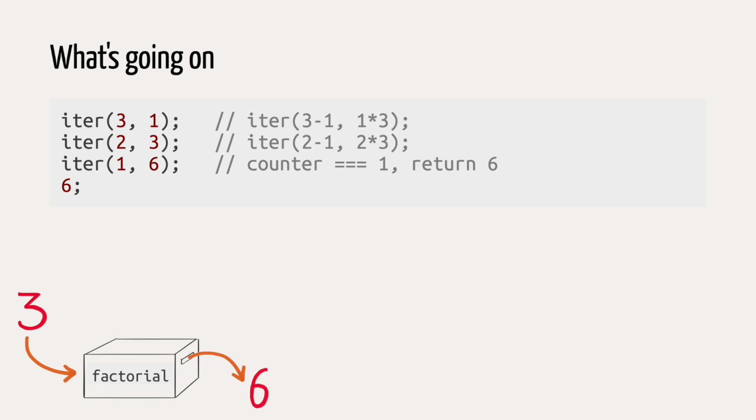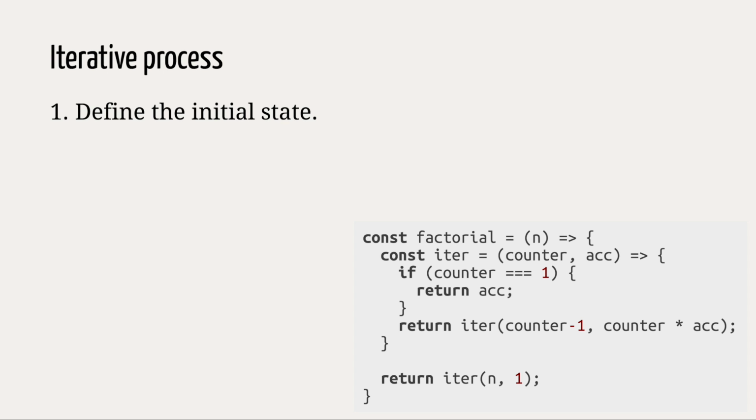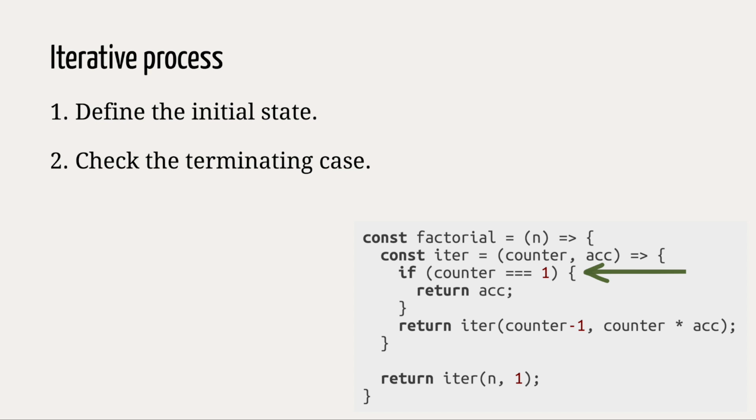At any moment, the program needs to remember the state, but the size of it is always the same, it's just two numbers. This iterative process in general can be described like so. 1. Define the initial state. In our example, we make the first iter call with n and 1. This is the initial state. 2. Check the terminating case. We check for the counter to be 1 and stop the recursion when it hits 1.